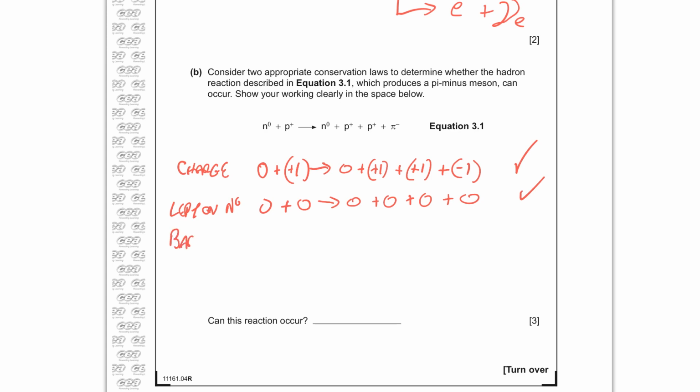And then we could look at baryon number. So the neutron has a baryon number of 1. The proton has a baryon number of 1. So we've got a total of 2 there. The neutron on the other side has a baryon number of 1. The proton has a baryon number of 1. The other proton has a baryon number of 1. And mesons all have a baryon number of 0 because they have a quark-antiquark. Okay, so we've got 2 on this side going to 3 on the other side. So that is broken at baryon number, and the answer is no.